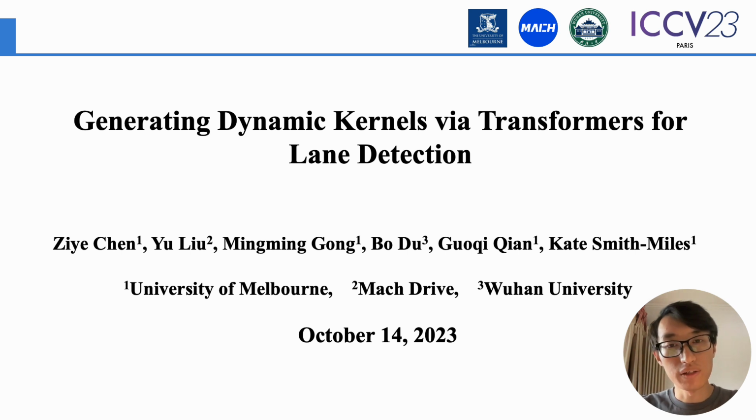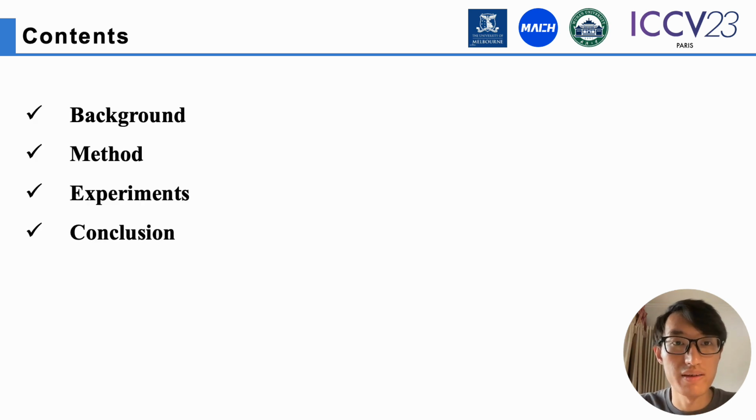Today, I wanted to give you a presentation about our work in ICCV 2023, that is, generating dynamic kernels via transformers for lane detection. This presentation includes 4 parts, which are background, method, experiments, and conclusion. And first, I wanted to introduce some background about our work.